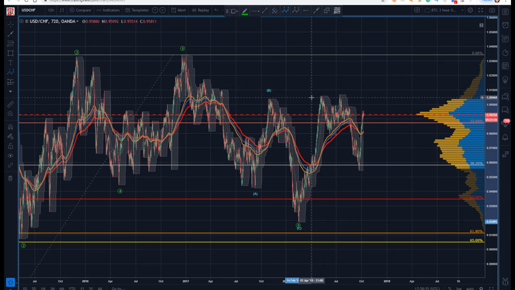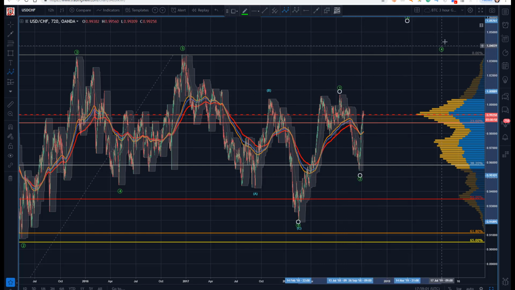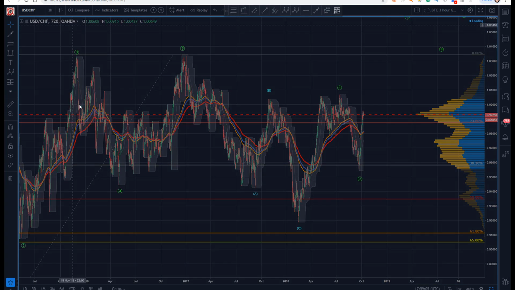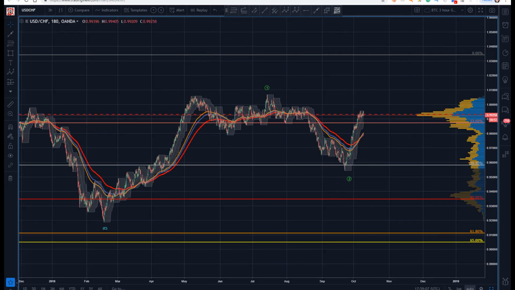That's a tricky one here. We'll have to measure that. It looks like that's your 1, that's your 2, and then 3, 4, and 5 are all still to come. But let's go from the 12-hour. Let's go to the 3-hour, see if we can get a clean count out of that.